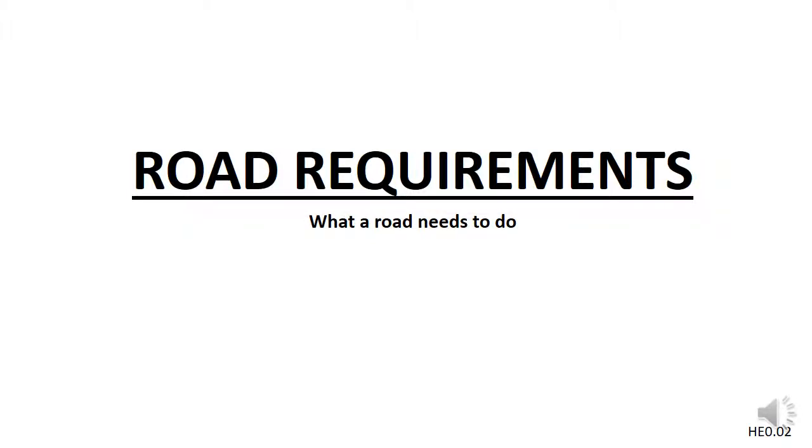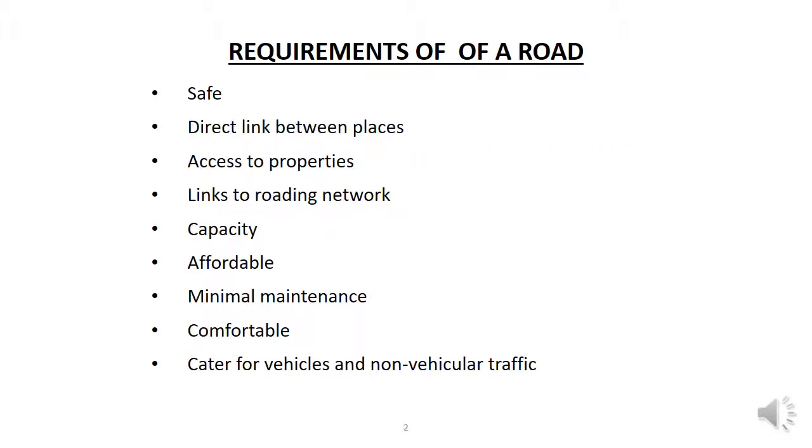In this video, we will look at what a road needs to do. So, what does a road need to do? First and foremost, it needs to be safe. This means that the road surface and the corners are smooth, the road provides enough grip on the tyres to prevent skidding, and the road is clear of obstacles. The layout needs to be simple so that drivers immediately understand where they are supposed to drive.